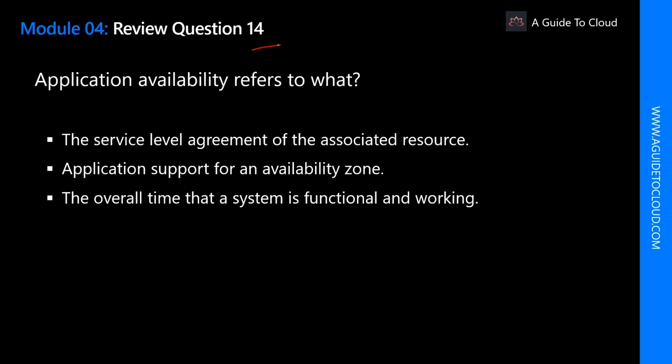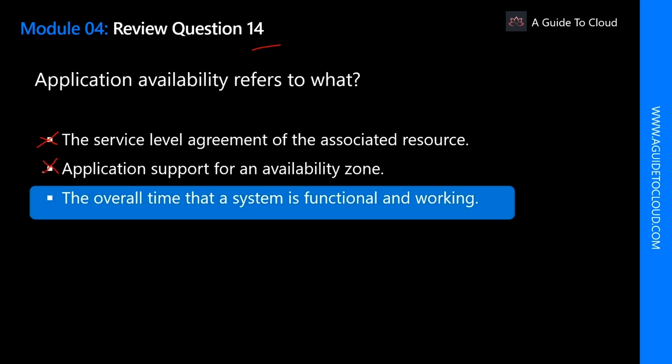The last question is, application availability refers to what? Does it refer to the service level agreement of the associated resource? No. Does it refer to application support for an availability zone? Absolutely not. So the correct answer is the third option, which is the overall time that a system is functional and working. The time that a system is working is referred to as application availability.